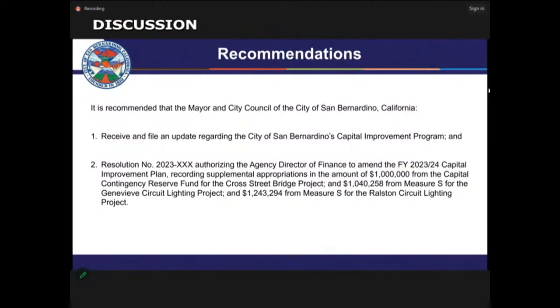So with that said, the recommendation that you have before you is to receive and file the update regarding the city's capital improvement program, and to approve the resolutions. We apologize that the resolution is not listed right here. Authorizing the agency director of finance to amend the capital improvement plan, recording supplemental appropriations in the amount of $1 million from the capital contingent reserve fund for the Cross Street Bridge project, $1,040,258 for Measure S for the Genevieve Circuit Lighting Project, and $1,243,294 for Measure S for the Ralston Circuit Lighting Project.